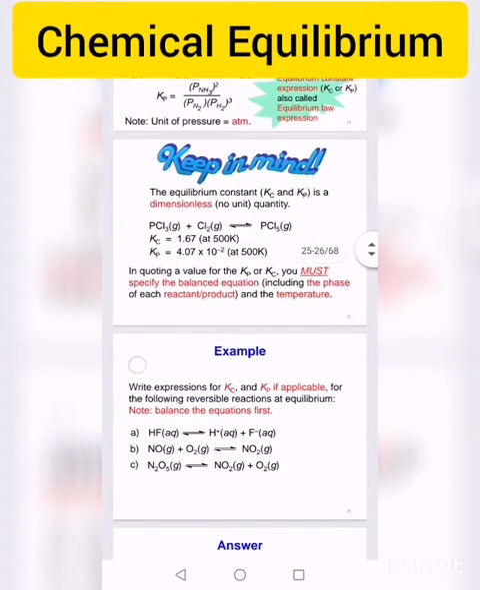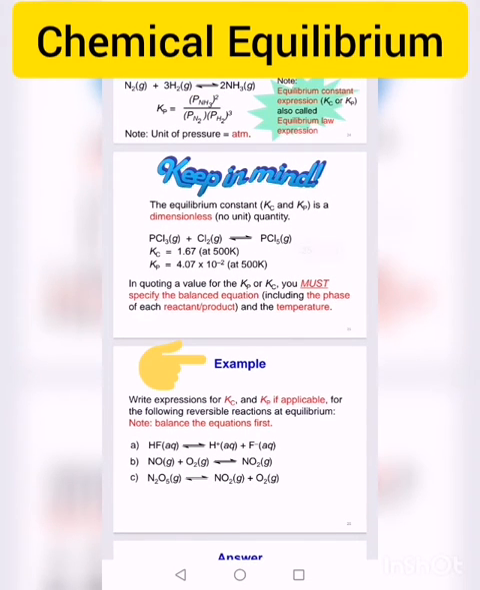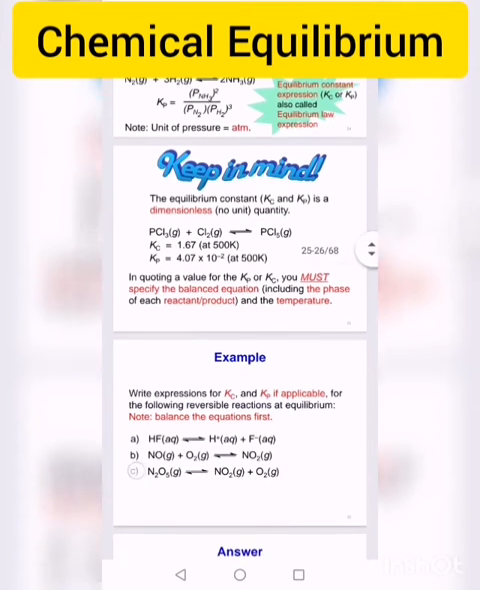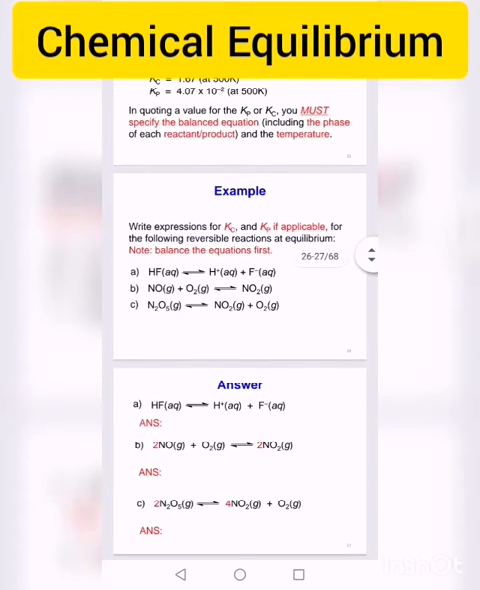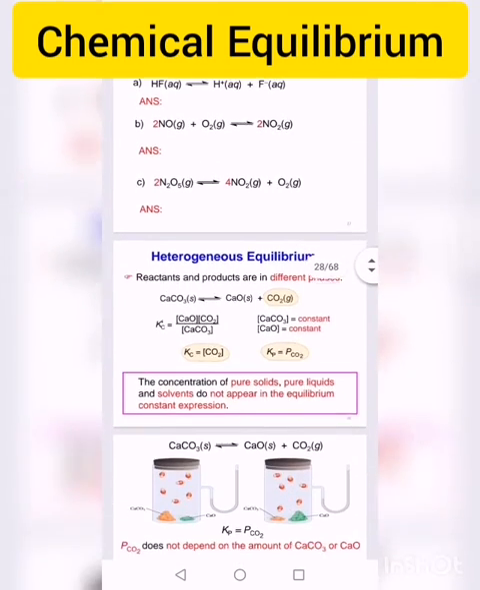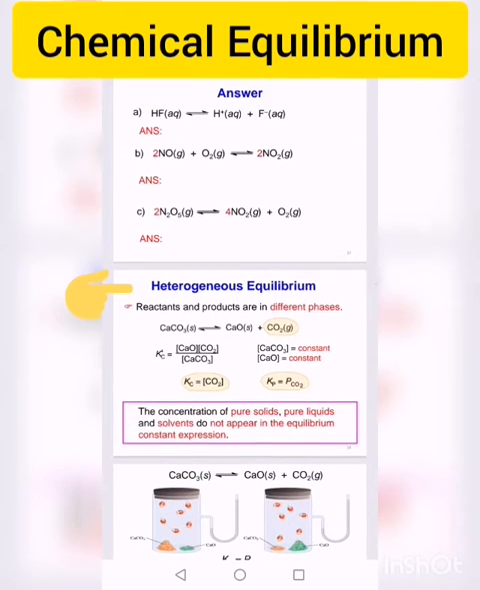So for example, we have Kc and Kp. What happens? Balance the equation first. Take a look at the reactants, products and elements on both sides, left and right, so you can proceed to balance the equation. Take a look at our heterogeneous equilibrium. Here is a keyword: we have different phases.